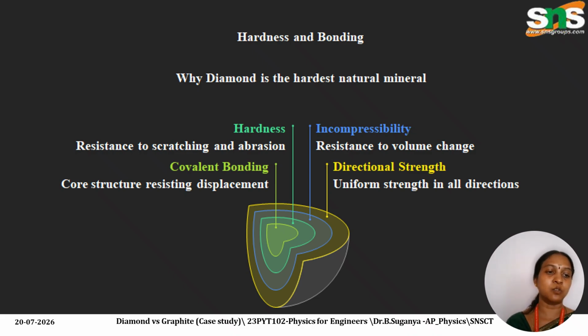Diamond does not conduct electricity because it has no mobile electrons. But graphite has one mobile electron per atom, and these free electrons are responsible for conducting electricity. But diamond is a good conductor of heat.